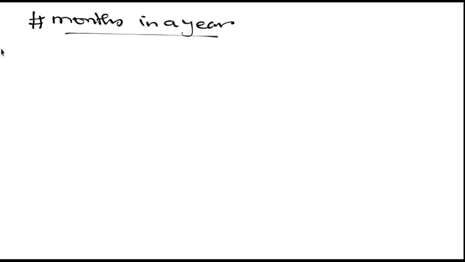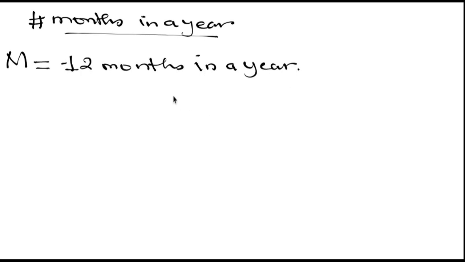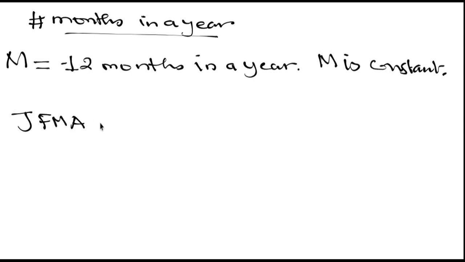So there are always what? Let's take big N. Let's say big N represents 12 months in a year. N represents the number of months in a year, and yes, the number of months in a year is constant. Why? January, February, March, April, May, June, July, August, September, October, November, and December.